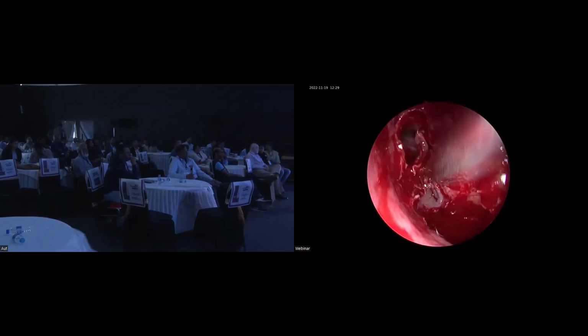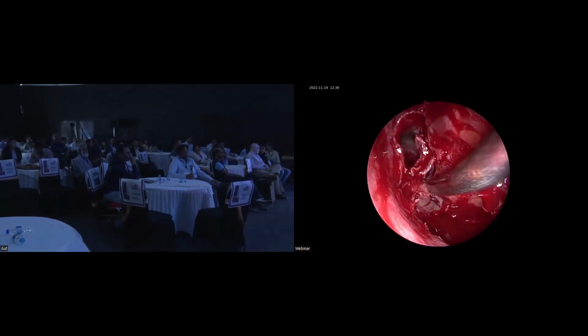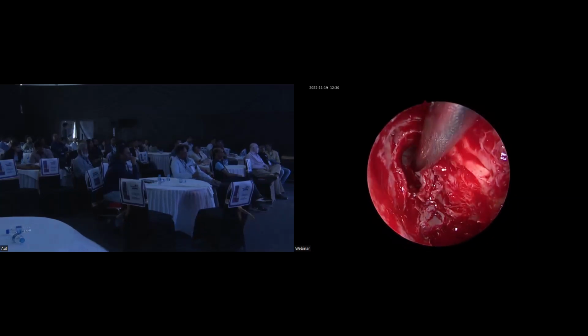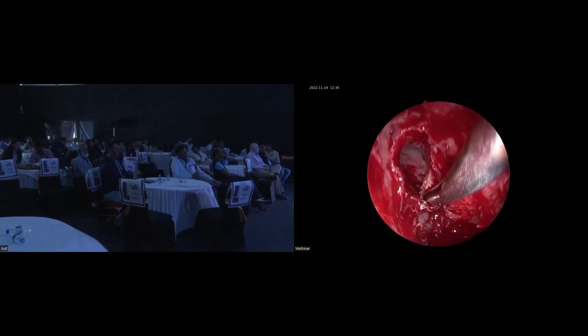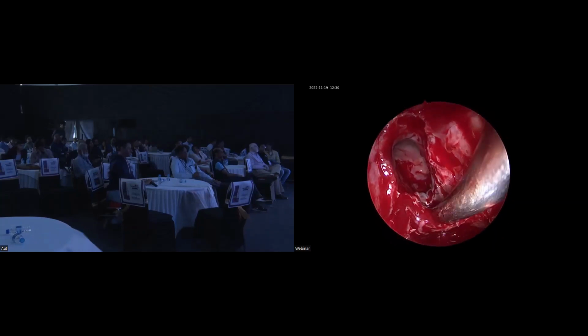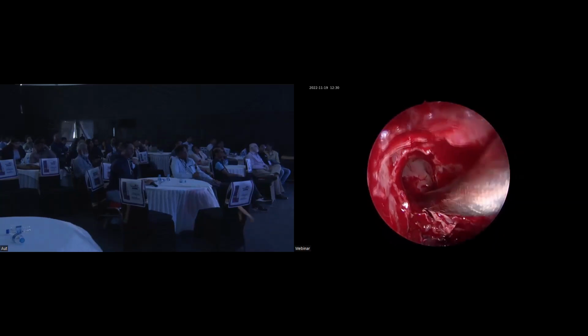There is one cell above that. The debrider gets blocked. Upward forceps, please.